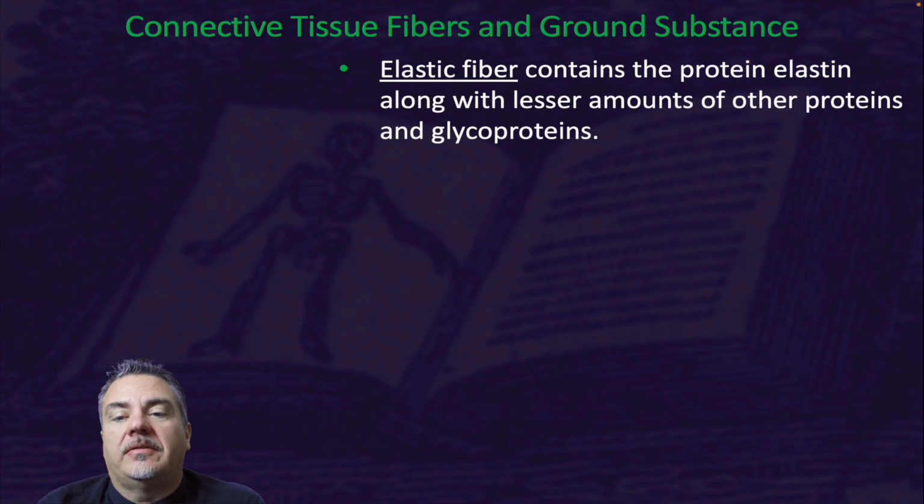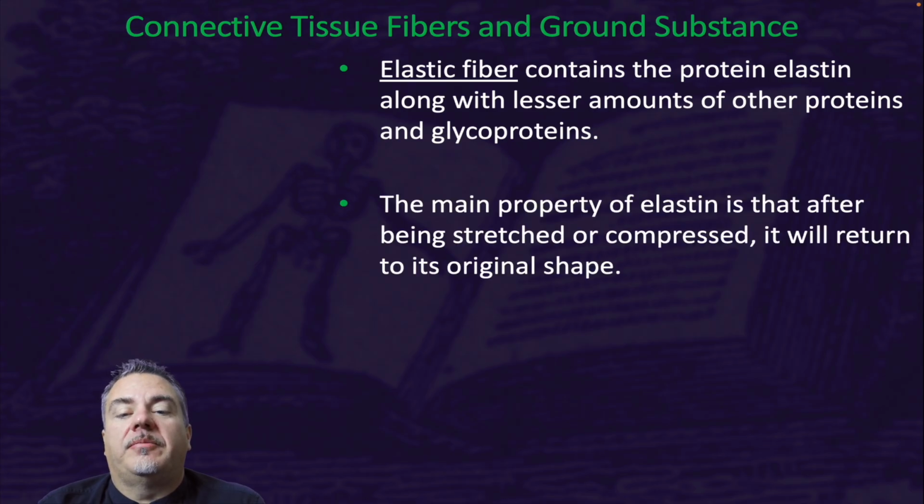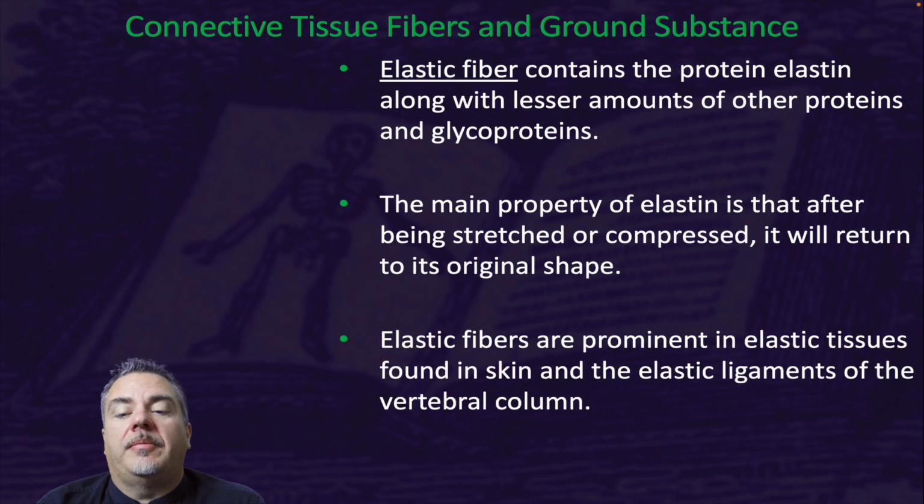Elastic fiber contains the protein elastin along with lesser amounts of other proteins and glycoprotein. The main property of elastin is that after being stretched or compressed, it will return to its original shape. Elastic fibers are prominent in elastic tissues found in skin and the elastic ligaments of the vertebral column.